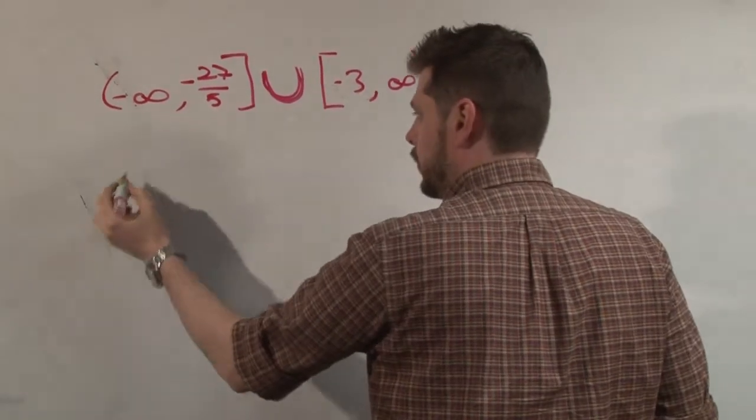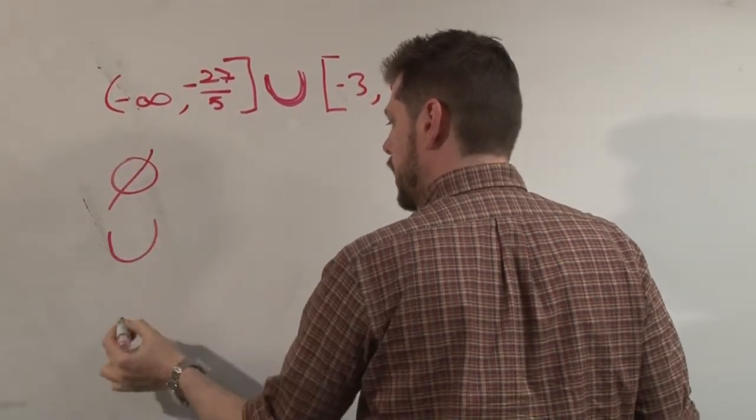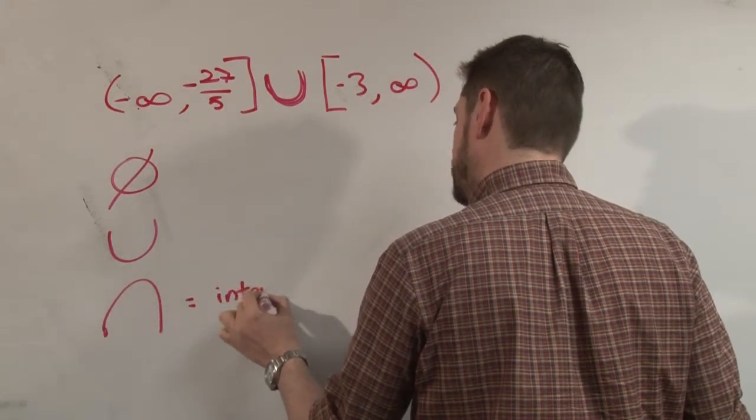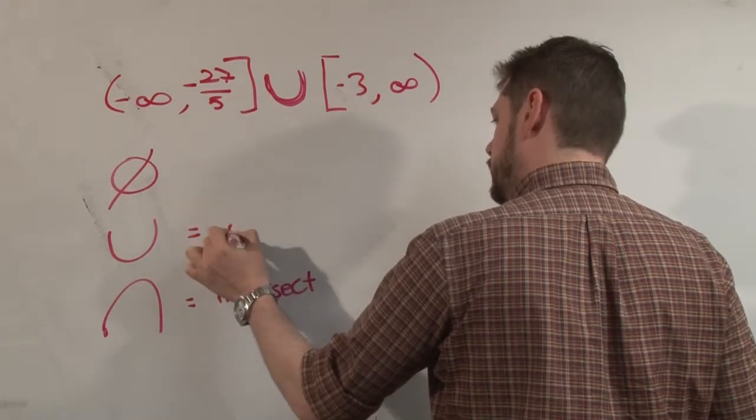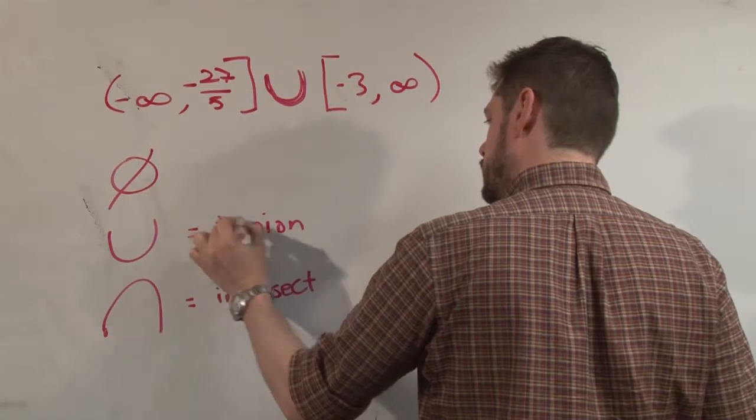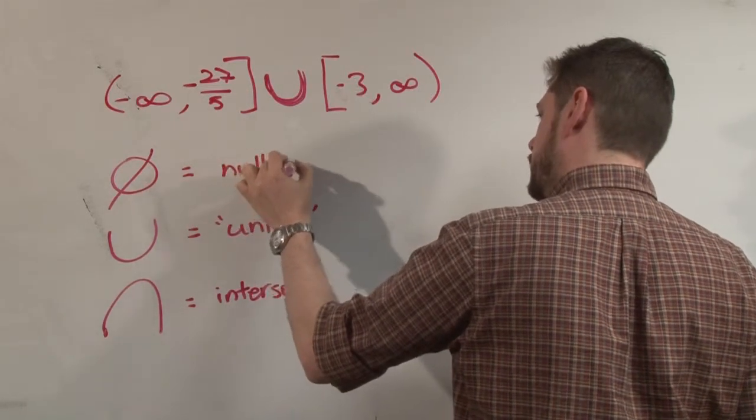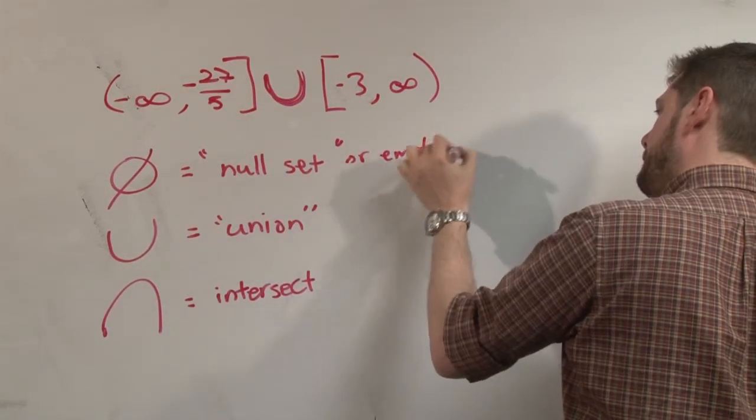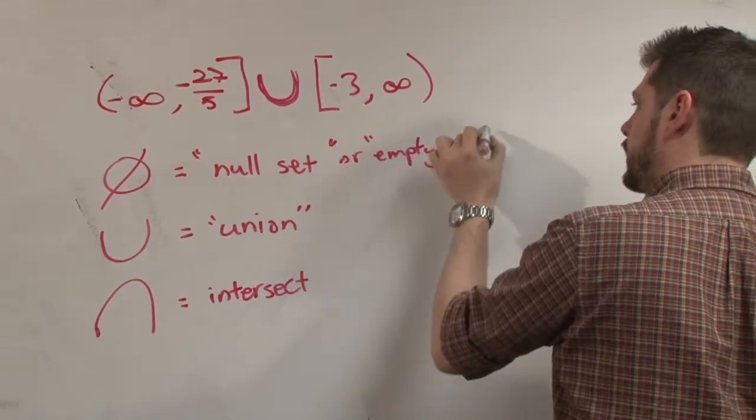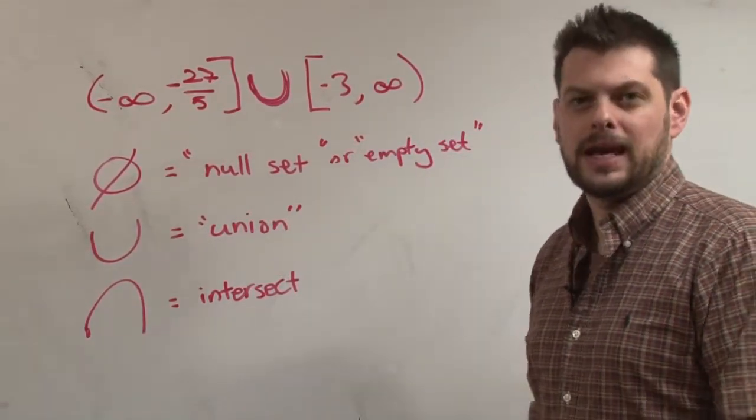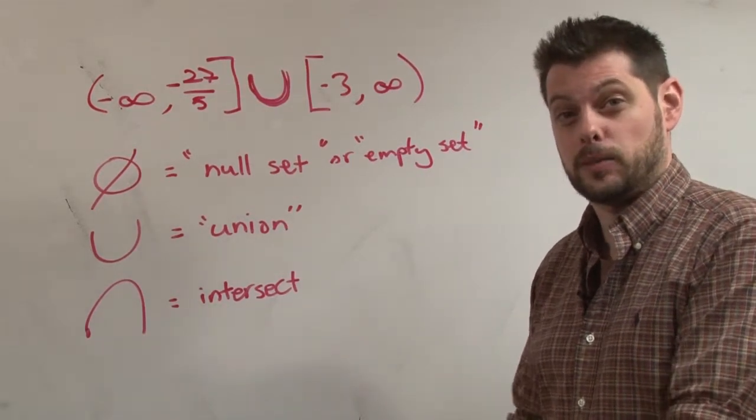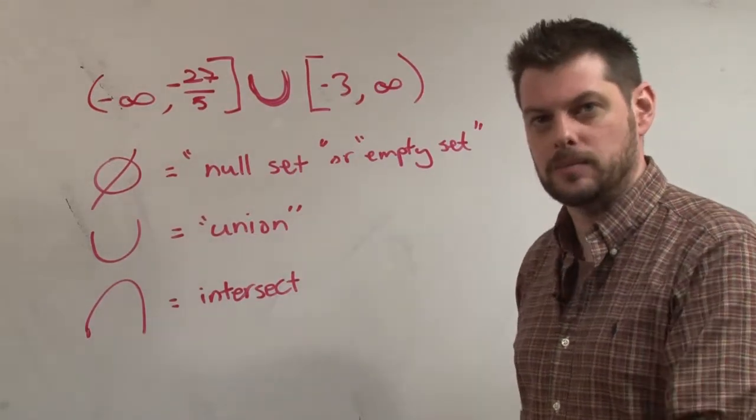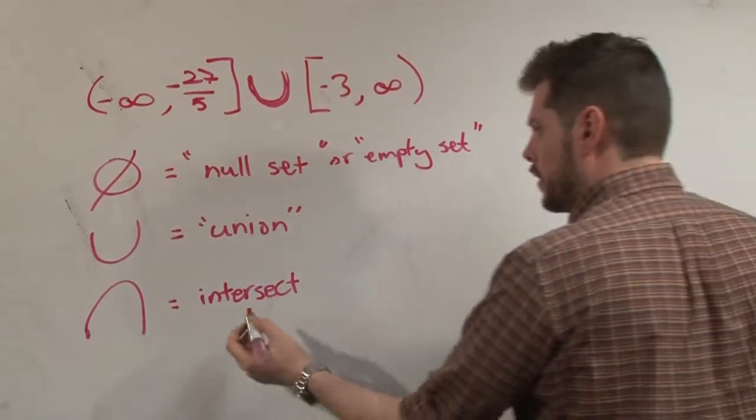The main takeaway that I want you to have is that we have the null set, we have the union operator, and then we have this other operator, which means the intersection, or the intersect. This is the union, and this is the null set, or empty set. And you'll see these symbols a lot when we're dealing with inequalities. Not just compound inequalities, but anytime we have an inequality, we're going to have a range of numbers. And anytime we're talking about a range of numbers, we tend to talk about them in sets and intervals.